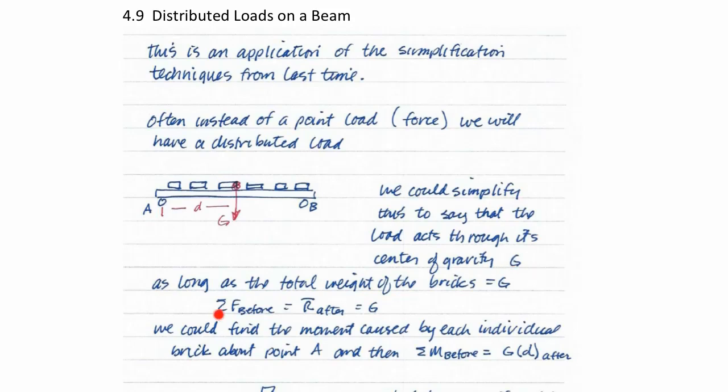And that means the sum of the forces before is going to be equal to the resultant afterward. The effect that we're going to find is that the moment caused by the individual bricks about any point is going to be the same as the sum of those weights acting at that distance. And that's kind of what we're saying here. The sum of the moments before is going to be equal to the mg, or the weight, acting at a distance d afterward.